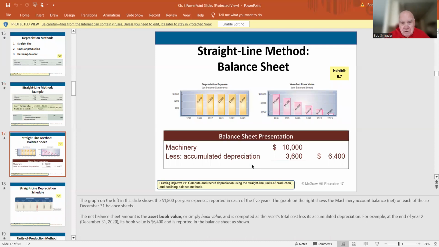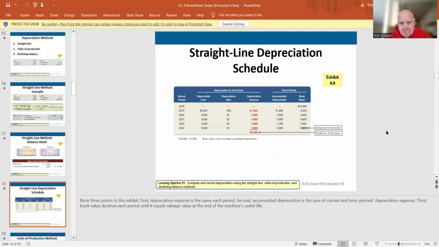And what they're showing you here is that the depreciation expense under straight line is the same every period, every year. And while you're recording this accumulated depreciation, the net book value of the asset goes down every year until you're fully depreciated. Okay? Nothing too tough there, I don't think.